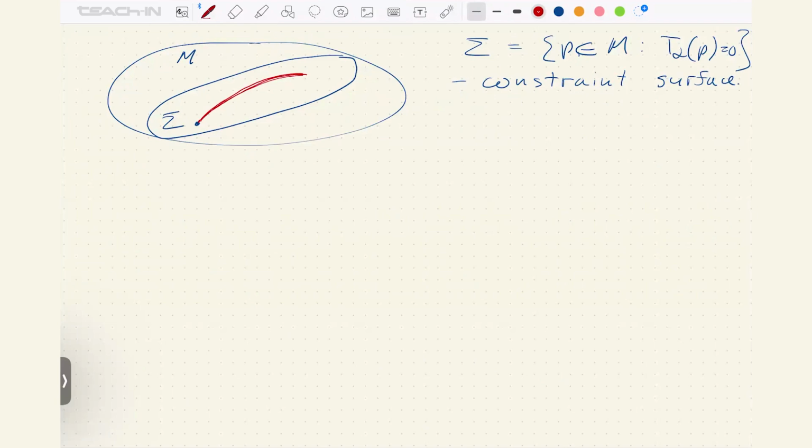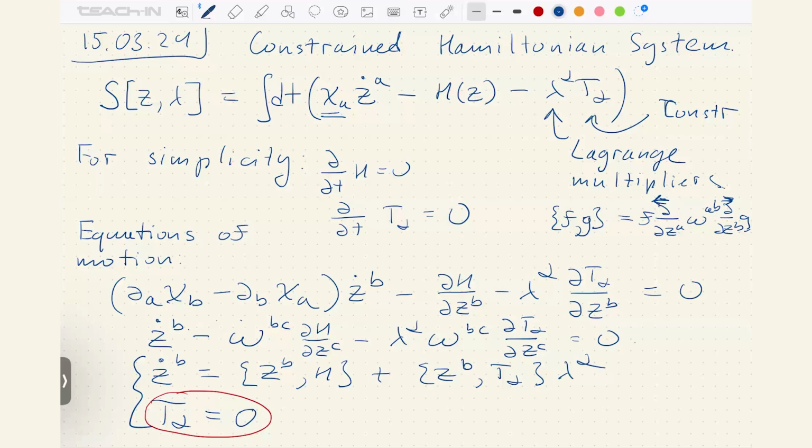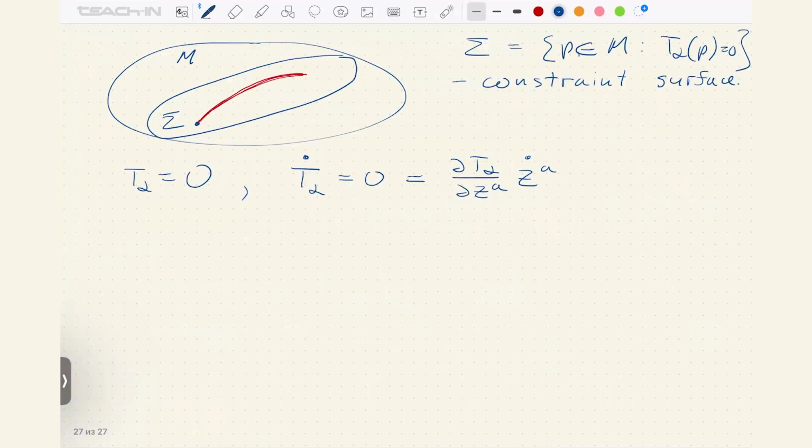Okay, good. But now the very important point is that we have to study the consistency of this system, because it's not immediately obvious. We have this equation T alpha equals zero, and we can form a consistency condition: because T alpha is zero on true trajectories, it should also hold that T alpha dot equals zero. But T alpha dot at the same time is what? It's dT alpha over dz a times z a dot. But z a dot we can substitute from the first equation of our system. So we do it.